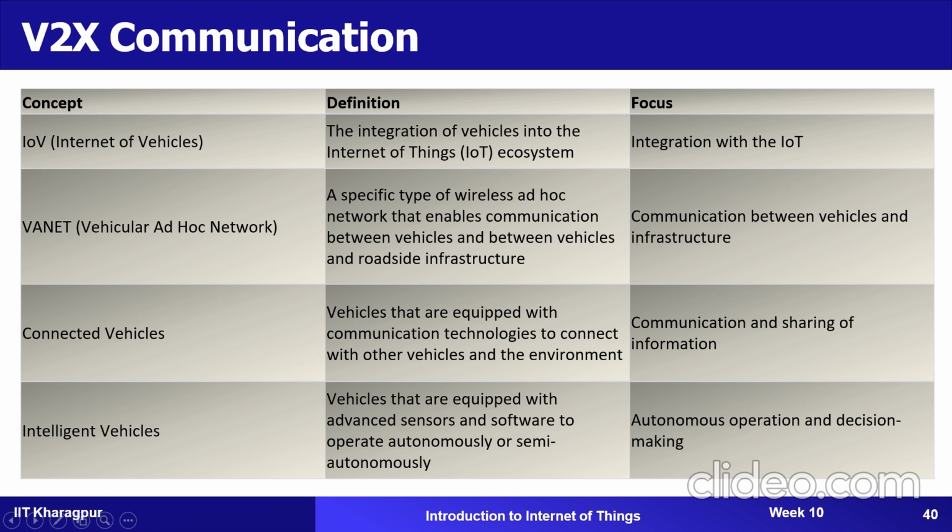Now intelligent vehicle. If you give some processing capability to a vehicle, then your connected vehicle can become your intelligent vehicle. So basically an intelligent vehicle is a subset of your connected vehicle, and the network which is used to make the communication possible can be your vehicular ad hoc network, and IoV means the integration of vehicle to your IoT.